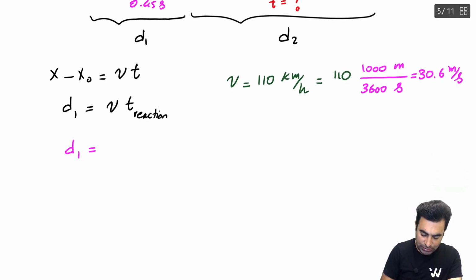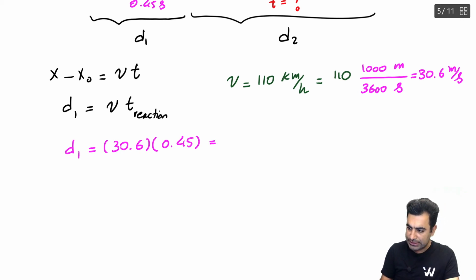Okay, now we're ready to find the first distance. d1 would be equal to speed, which is 30.6, multiplied by reaction time, which was 0.45 seconds. So the distance traveled for the first part is 13.8 meters.